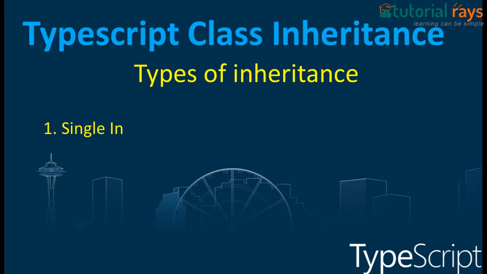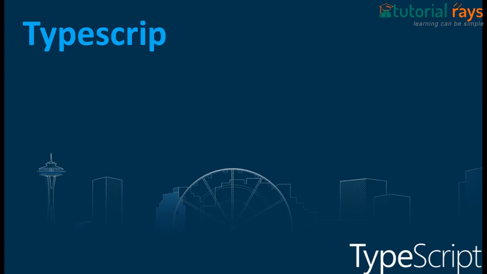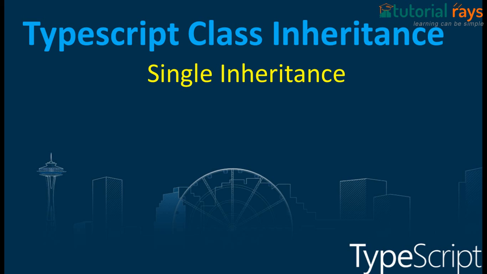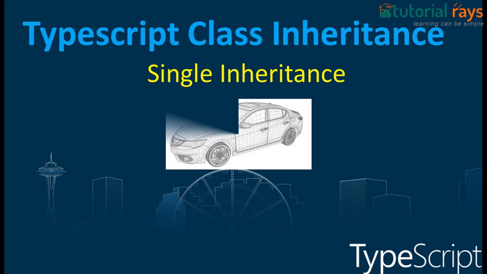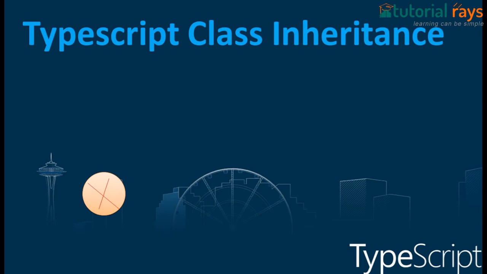So there are three types of inheritance. First one is single inheritance, then multiple inheritance, and multi-level inheritance. When only one child class inherits the properties and methods of the base class, then it is called single inheritance. For example, Maruti Suzuki is inheriting the feature of the base car class. So this is an example of single inheritance.